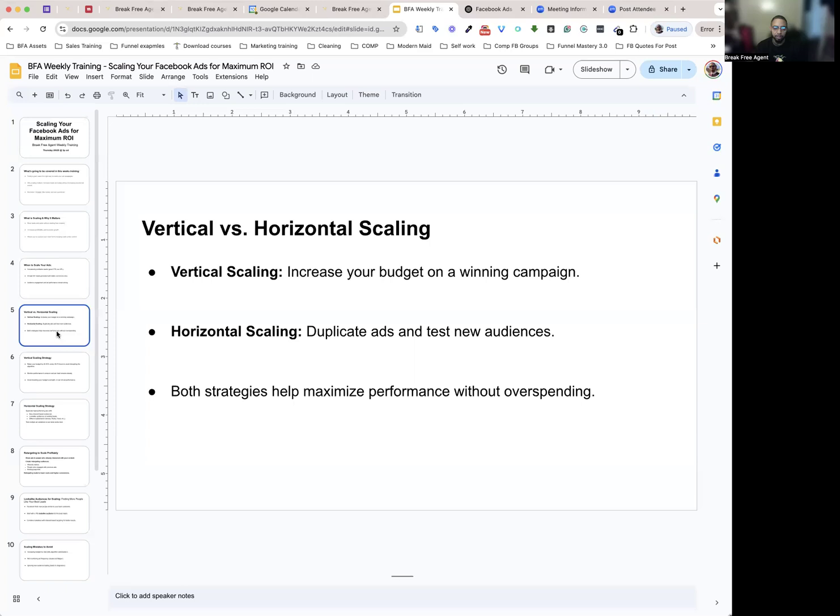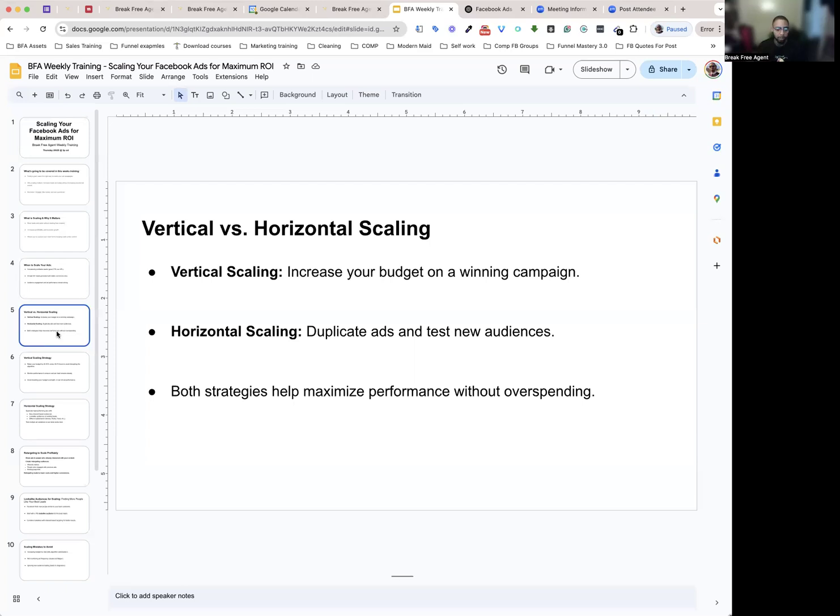If you're doing open targeting, we did a training on this, like just location and age, then you create a new audience where you have location and age and a couple of interests like senior living, retirement planning, stuff like that. That's a different way of targeting. That's horizontal scaling.